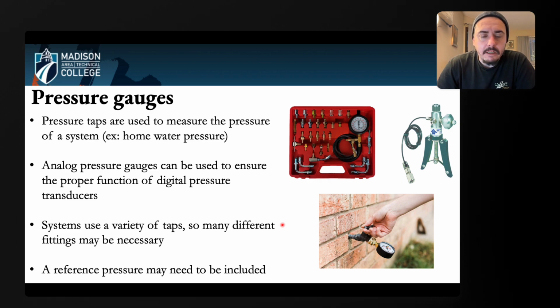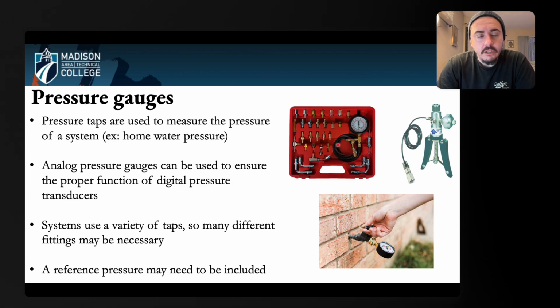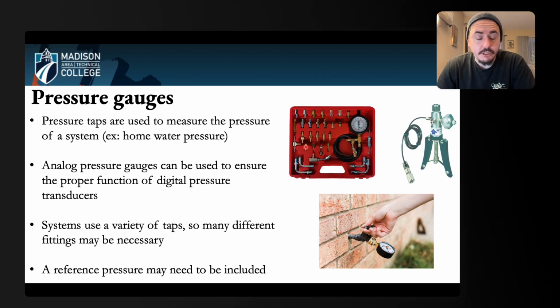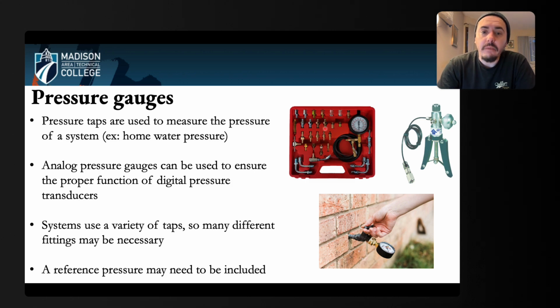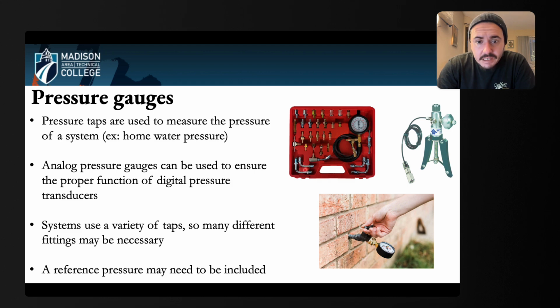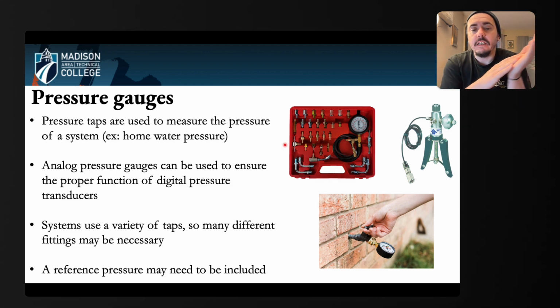But basically, we need to be able to measure pressure, and in order to do that, typically we use this analog pressure gauge. Now, these analog pressure gauges are nice because they're reliable, but in systems where something's continuously operating, we typically have pressure transducers, so electric pressure sensors. One way to calibrate those and make sure that they're working is to compare what they're measuring with this analog pressure gauge here.